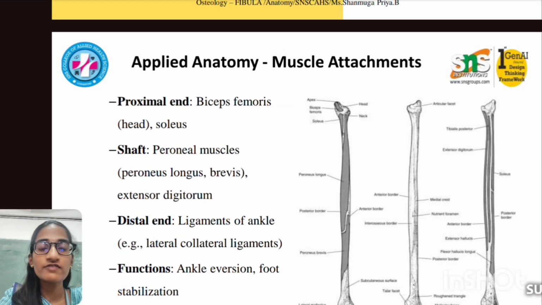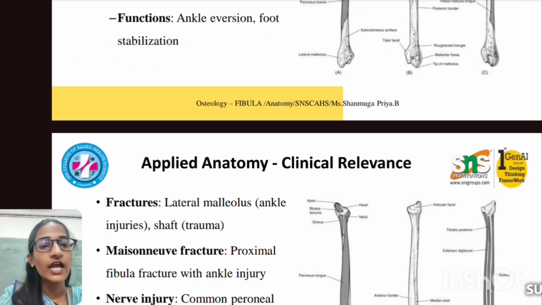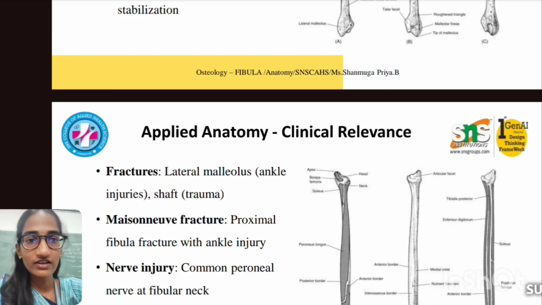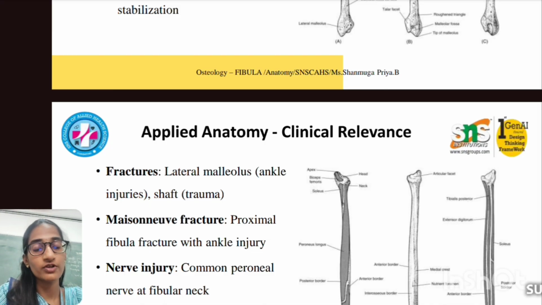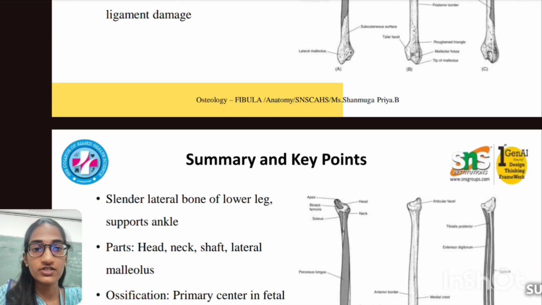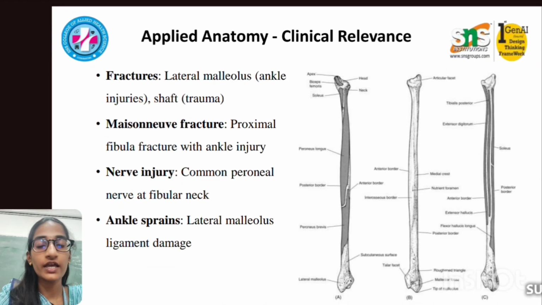And then also we have seen about the applied anatomy, which includes the muscle attachments like proximal end, shaft, distal end and their functions. And also we have seen about the clinical relevance: fractures, Maisonneuve fracture and nerve injury, as well as the ankle sprains. So about this I have to explain.